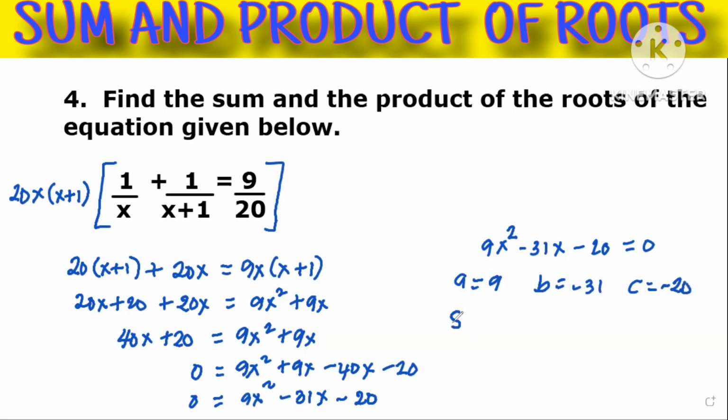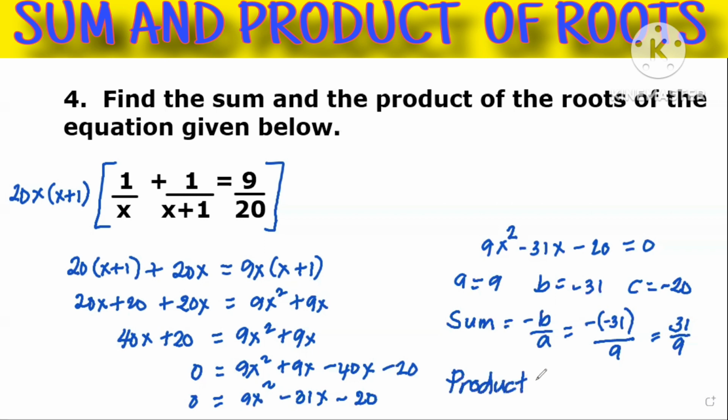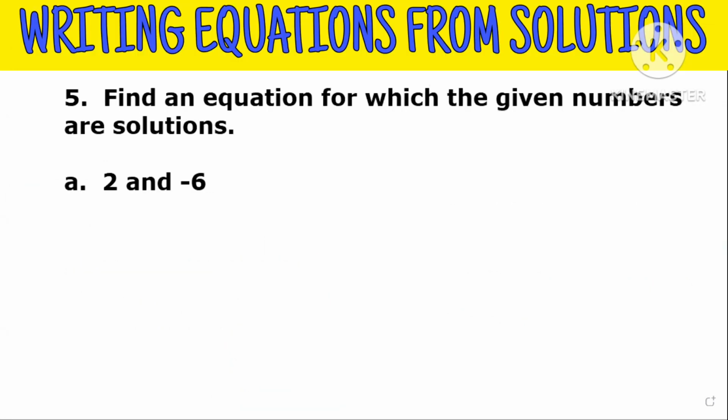Now to get the sum, since the sum is equal to negative b over a, then we have negative of negative 31 over 9 or 31 over 9. And to get the product, since the product is equal to c over a, so we have negative 20 over 9. So we now go to the second part of our tutorials, writing equations from solutions.